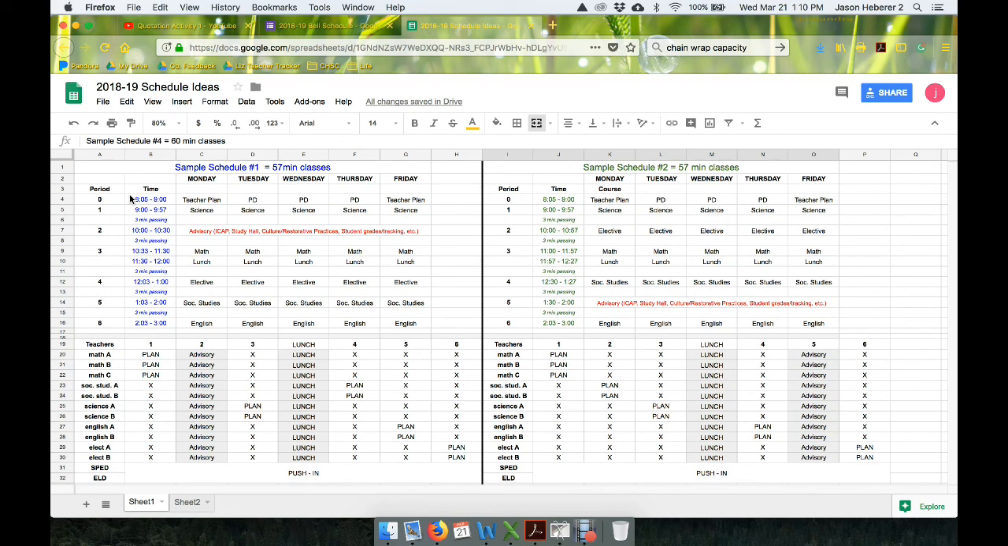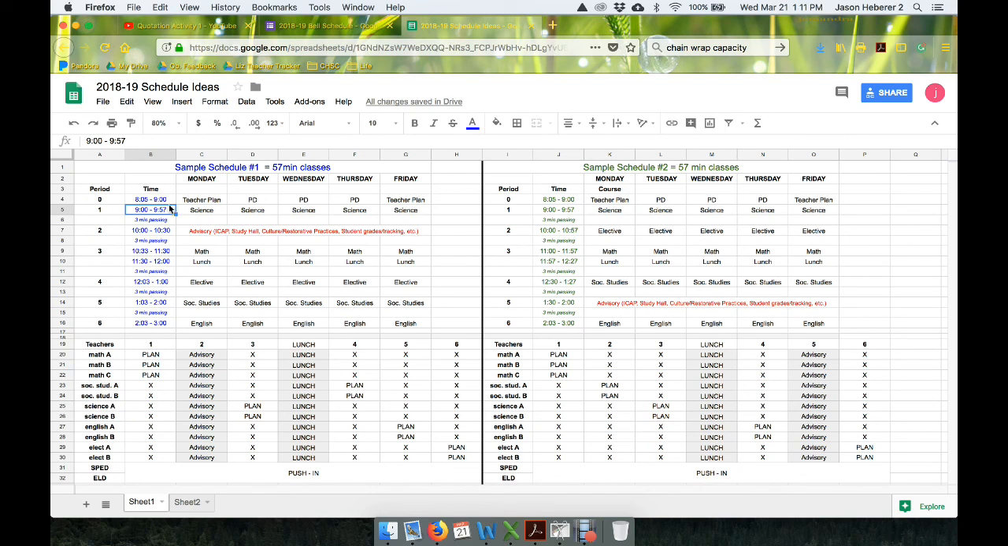So sample schedule 1, you'll notice that period 0 is just our planning period as it is now, showing up at work at 8:05 until 9 o'clock. And then period 1, 2, 3, 4, 5, 6. 6 instead of 5 because we're looking at adding an advisory. What time of day that happens will flex between the different schedules, and that's what we're going to be looking at specifically. So each class period here in sample schedule 1 is 57 minutes long.